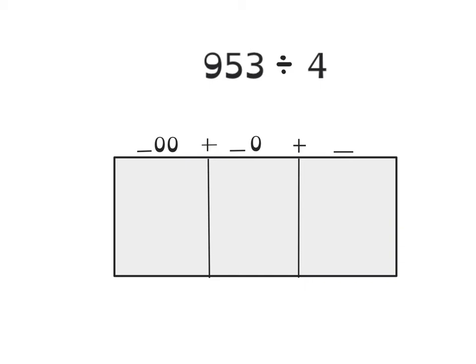Let's try that one more time with a second example in the hundreds. I'm going to put my 4 on the side, and 953 is going to be placed in my box. 953. This is my hundreds box right here. So I'm going to look in my hundreds place.